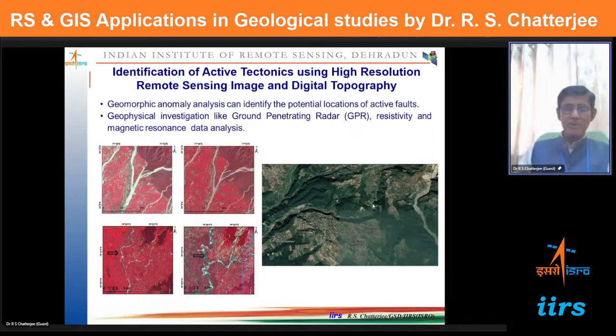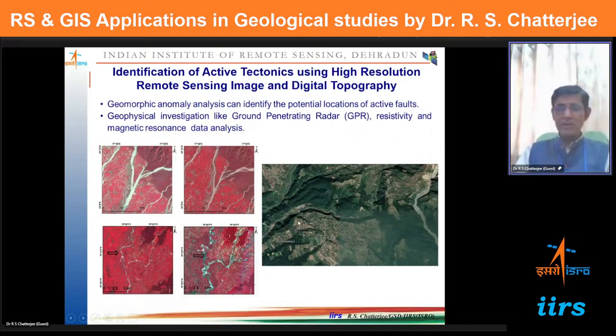Similarly, there is another kind of application related to the previous slide, active tectonics. Where will the maximum energy be released during an earthquake? Where weak planes exist. And active faults are the faults where activity is happening intermittently. So identification of active faults is very, very important in the Himalayan region or in the Himalayan foothills.